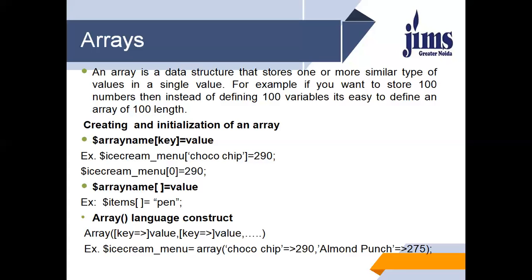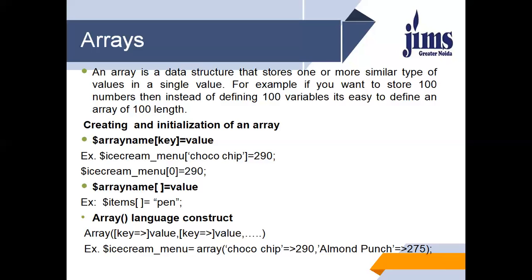Third is the array language construct. So here you put array, then the key, then equal and this sign, equal to value. Arrays are generally created using the array construct, array key value pair. So you put like ice cream menu, this is the name of the array, equal to array, and then whatever key is there, and then value, choco chip 290, almond punch 275. So this key is optional. When the key is omitted, the array is assigned a numeric key automatically, starting with the index 0 from the first element onwards.